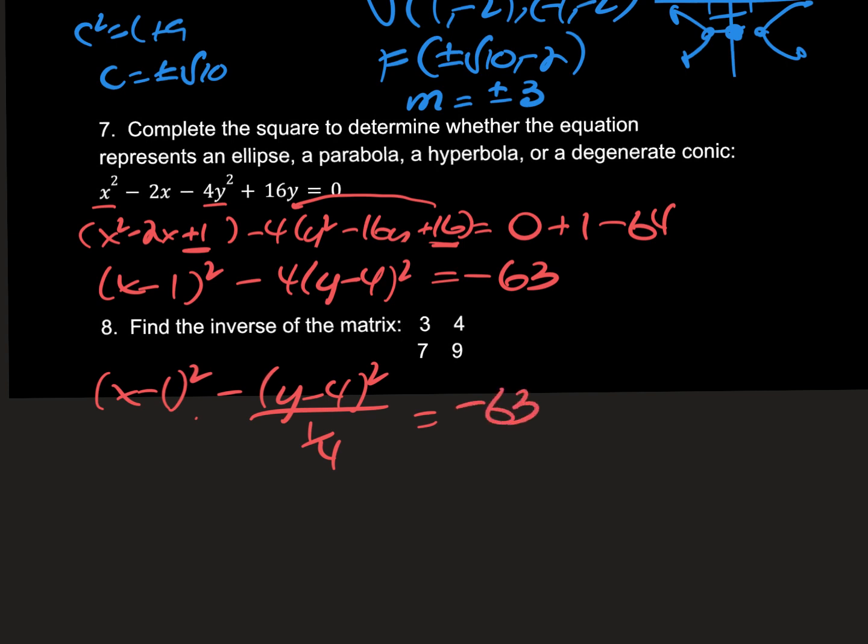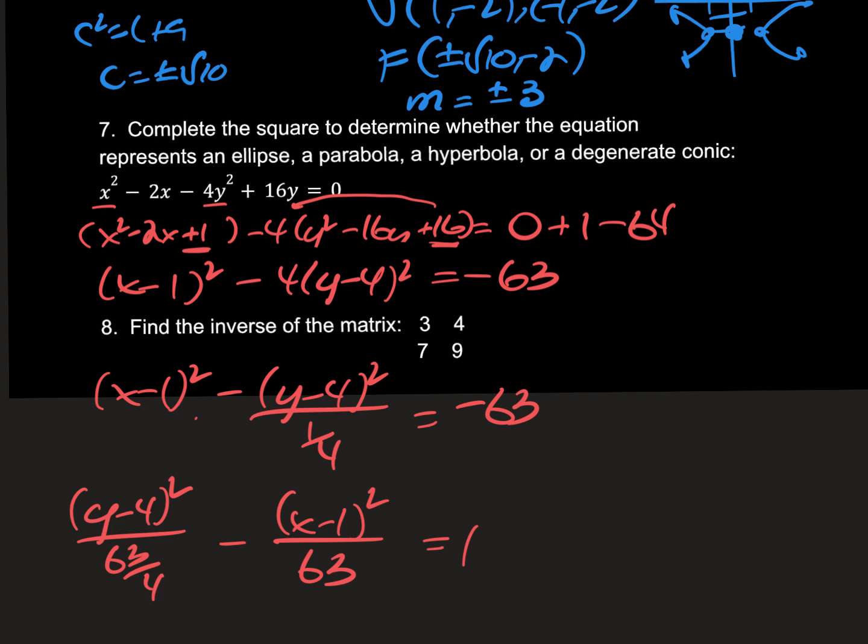So now I'm going to divide by negative 63. If I divide by negative 63, all the signs change. Over here I get 1. Over here, I'm going to put the y first now, because all of a sudden it's positive, and it's going to be 63 over 4. And I'm going to put minus the (x minus 1) squared, because it's negative, because that's divided by negative 63. And there you go. And there's your hyperbola.